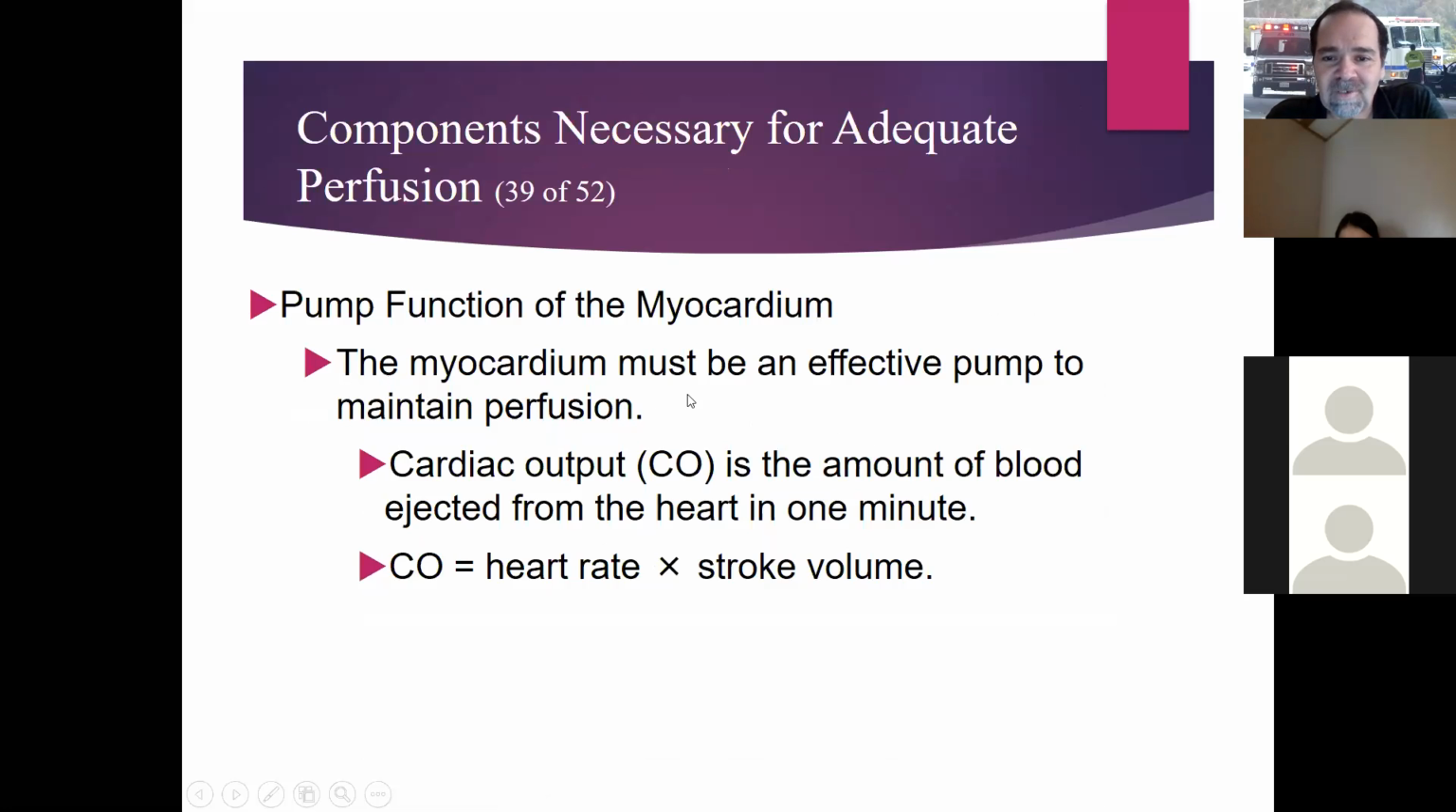Okay, the pump function of the myocardium must be effective to maintain perfusion. So we have a term called cardiac output. Cardiac output is the amount of blood that's ejected from the heart in 1 minute, okay? It deals with the force of contraction and the heart rate, how fast your heart's going. So cardiac output equals heart rate times stroke volume.